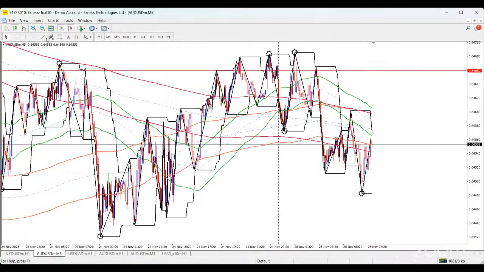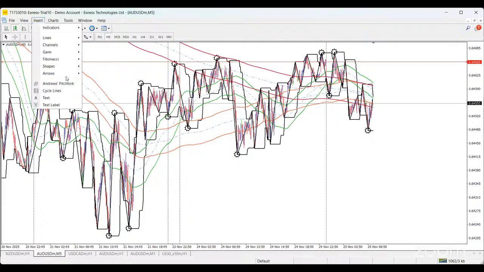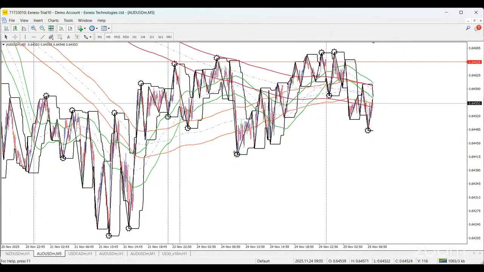Shay, good morning. On the M5 time frame, I'm just pretty much going to mark out yesterday's low right here, yesterday's high as well.